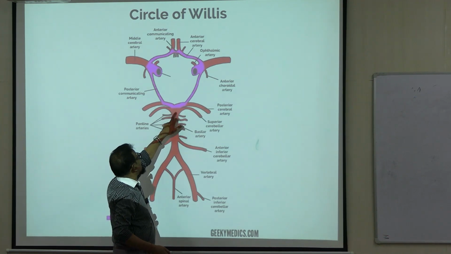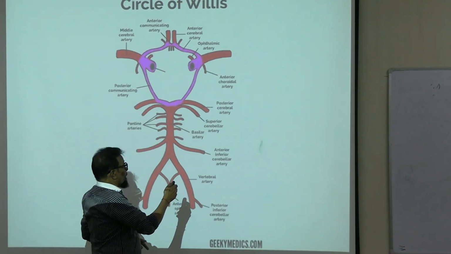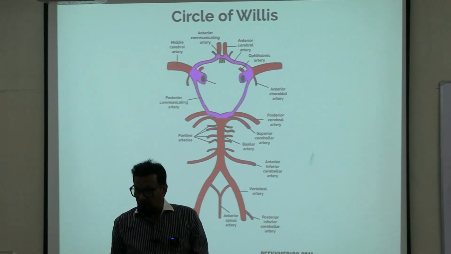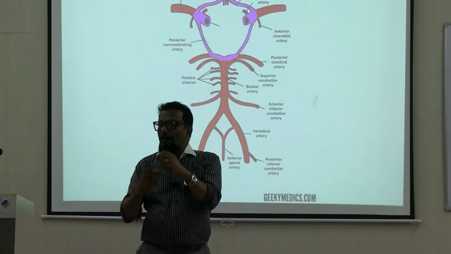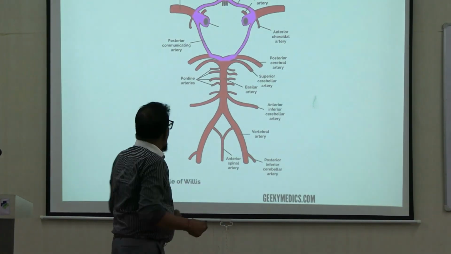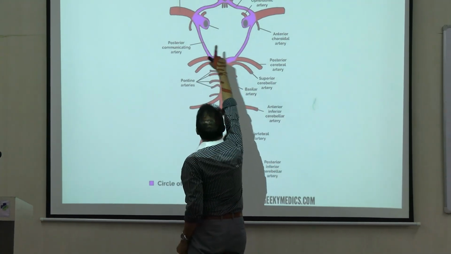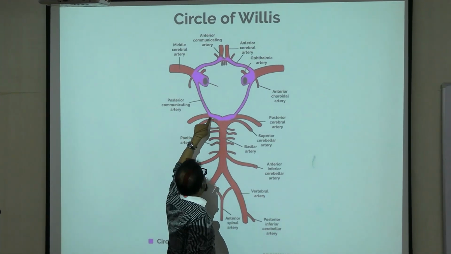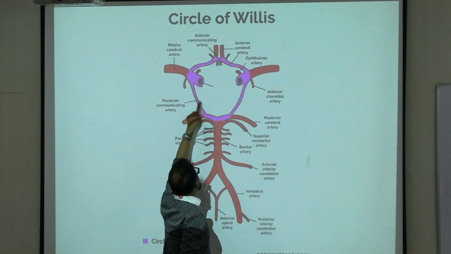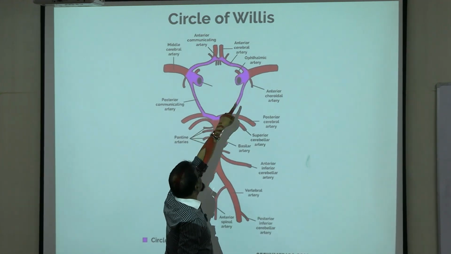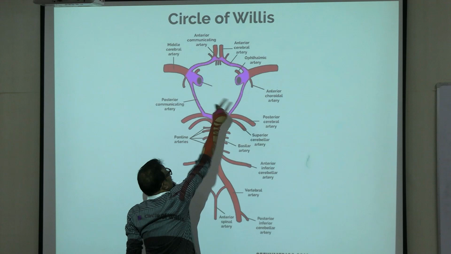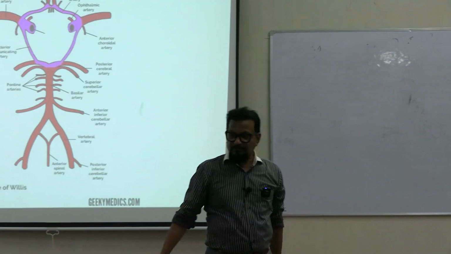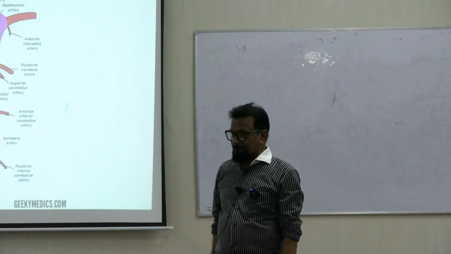Now this basilar artery and these 2 internal carotid arteries, they anastomose. They join together, and a circle is produced. There will be connecting branches, anastomotic channels, connecting these and these and that one. And a circle will be produced. This is called the circle of Willis.